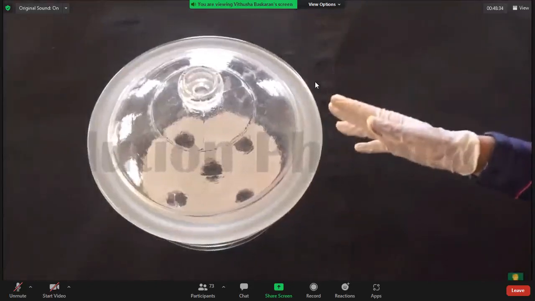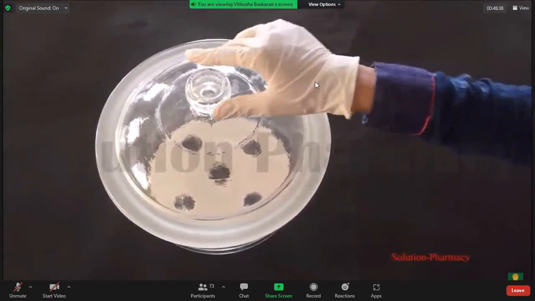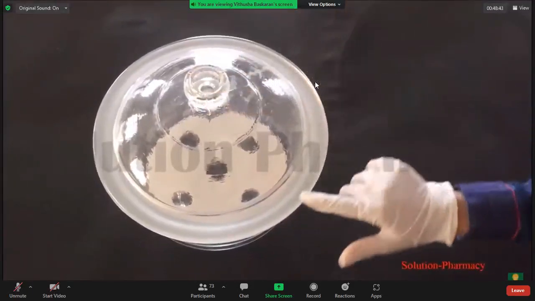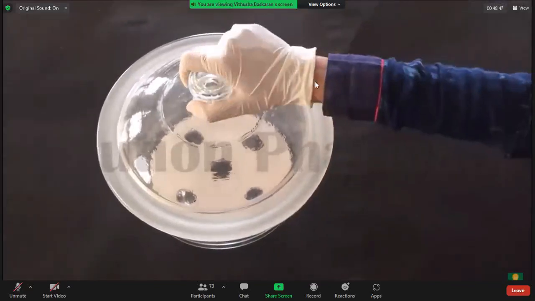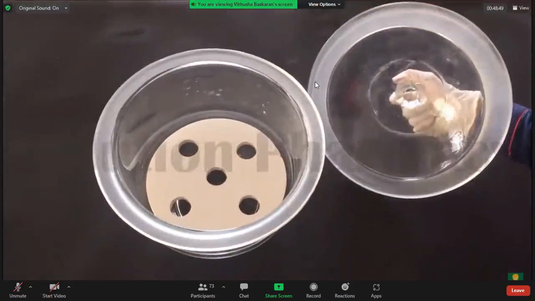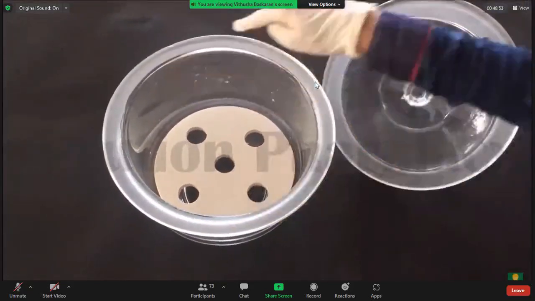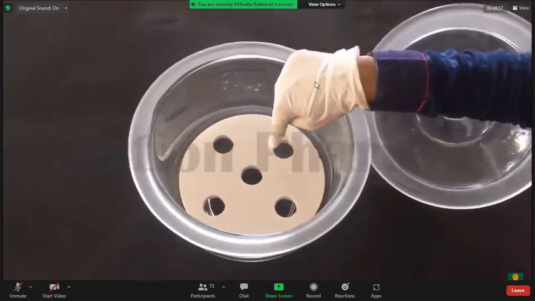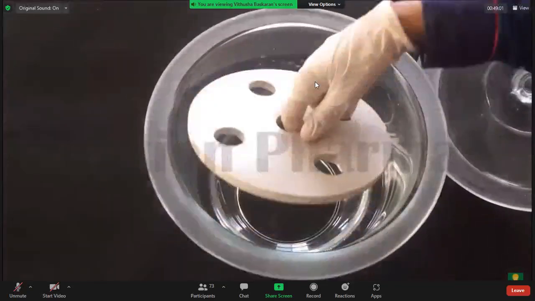Now let's know the parts of desiccator. This is a desiccator which is an airtight vessel, and this desiccator is made up of glass. At the top of desiccator there is a lid. Remove the lid and keep it aside. This is the edge of the lid which is called the ground glass rim of the desiccator lid, and we have to do greasing here to make the desiccator airtight. Inside the desiccator you can see here there is a perforated disc.